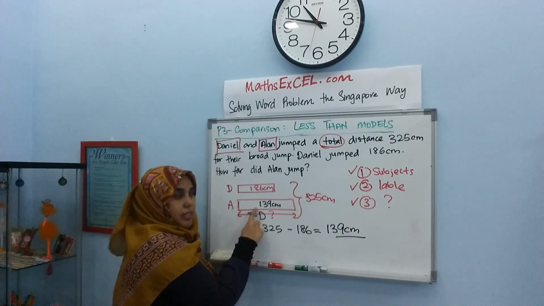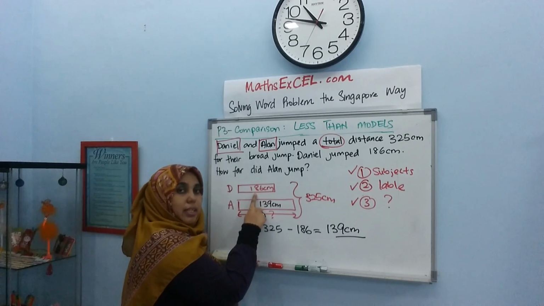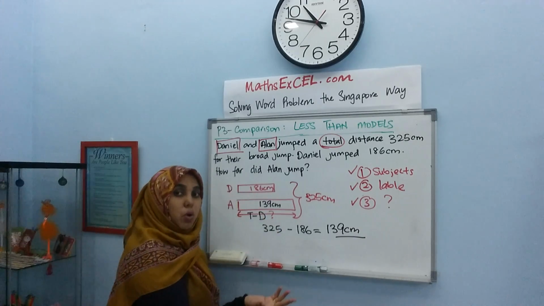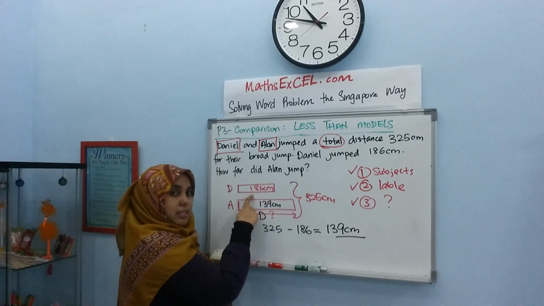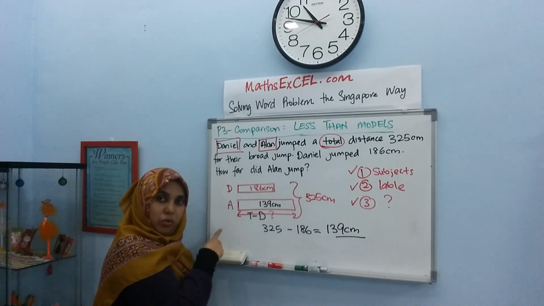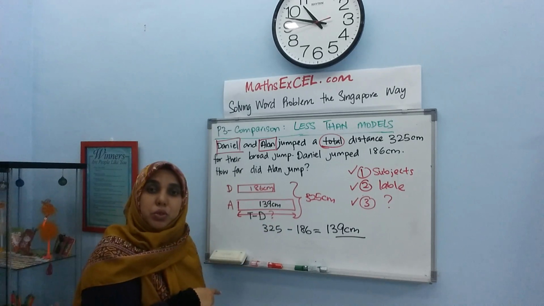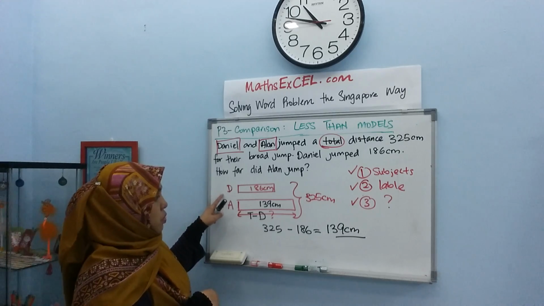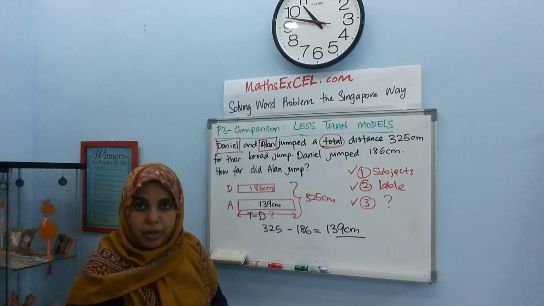Alan is 139. Daniel is 186. So which is more? The number 186 is more. So our model is wrong. So what are you going to do now? Now we know Daniel is more. Get them to erase and correct the model.